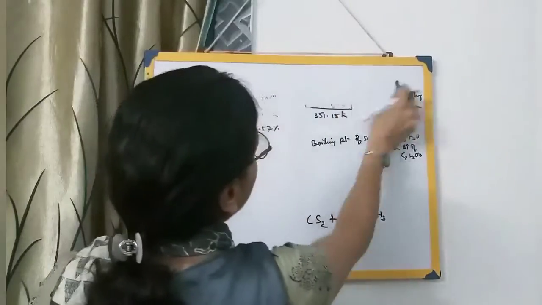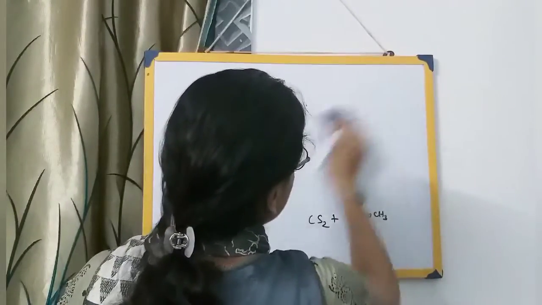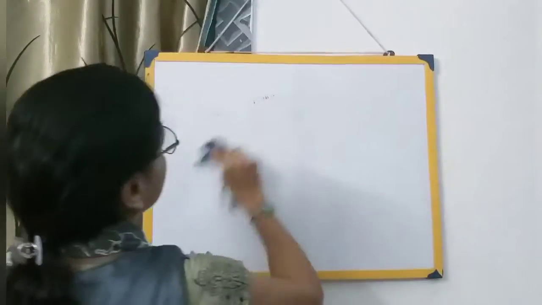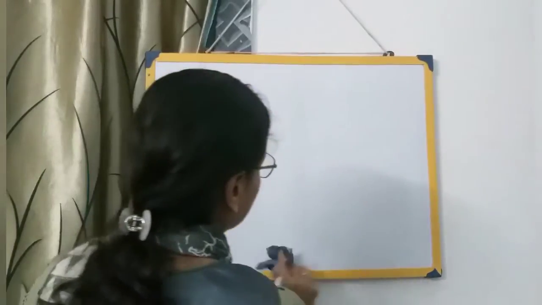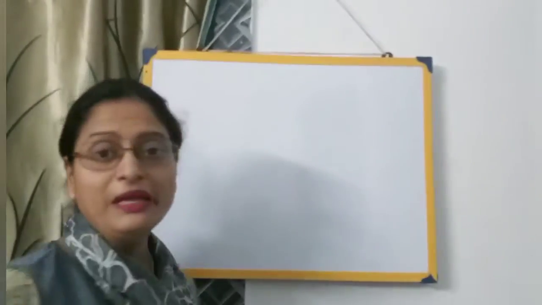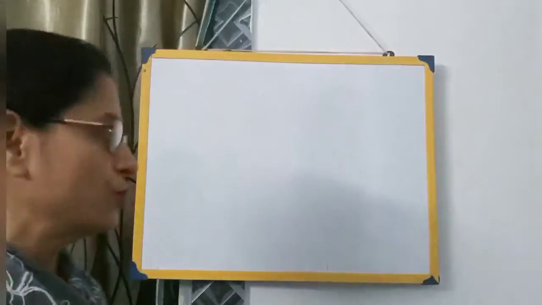Now if you remember, in the previous class when I was explaining the ideal and non-ideal solutions, I had drawn a graph of vapor pressure versus mole fraction. So I am just drawing it once again. Let me draw it and then I am showing it to you.